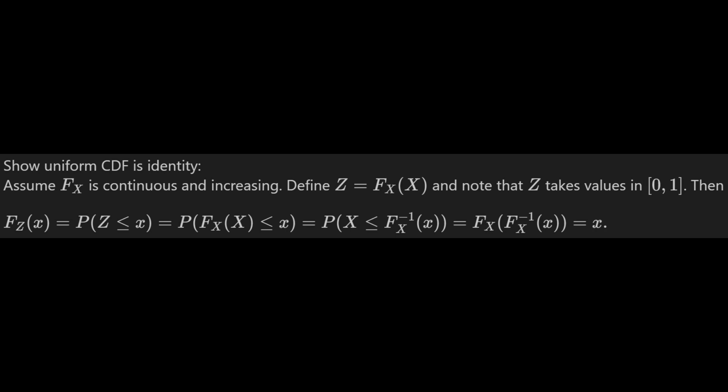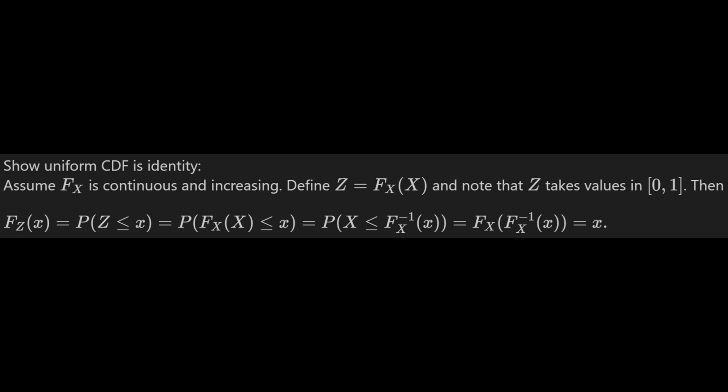This proof requires knowing the uniform CDF is the identity. To show that, let big Z be the CDF of big X. Assume the CDF of X is continuous and increasing. Given Z is a CDF, it takes on values on the closed interval 0 to 1.